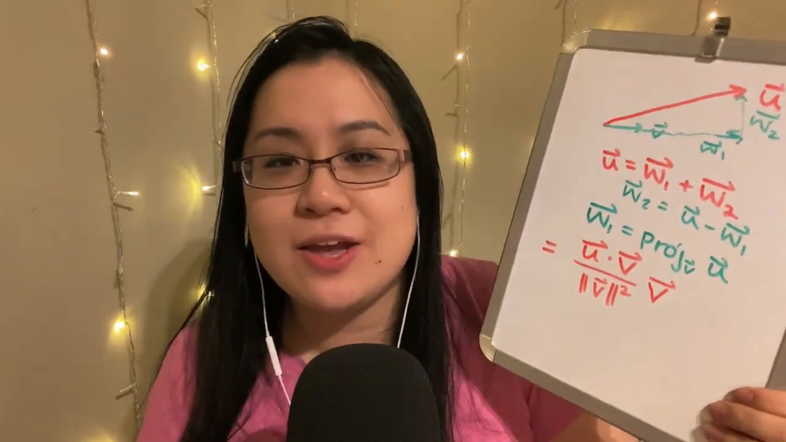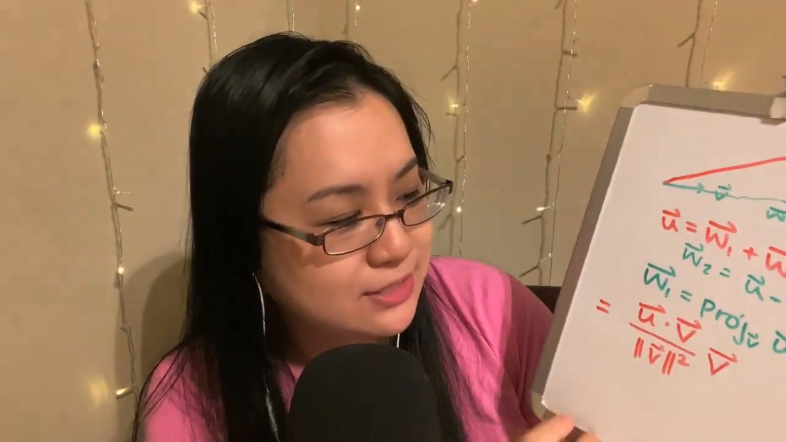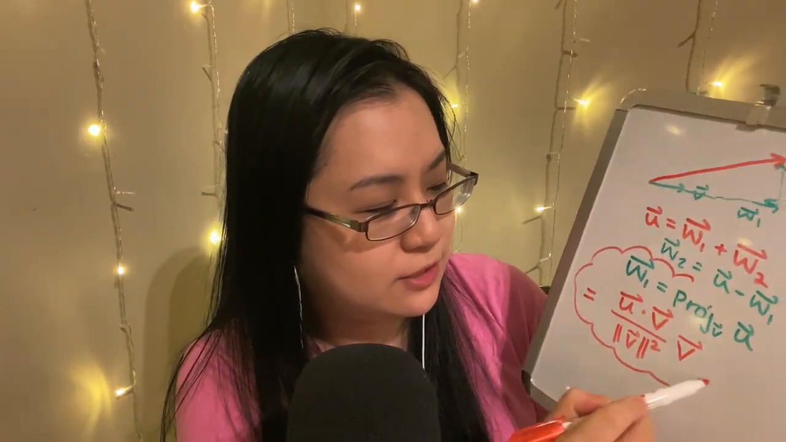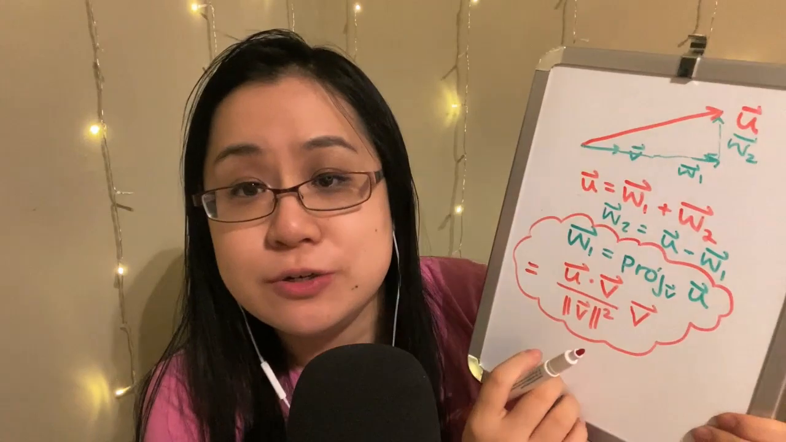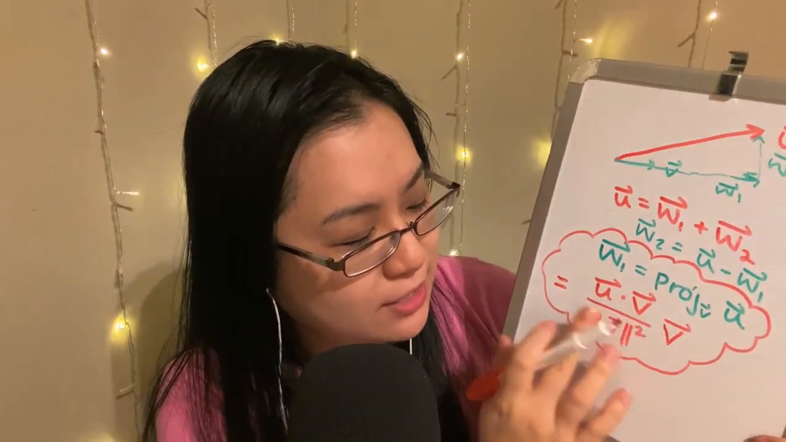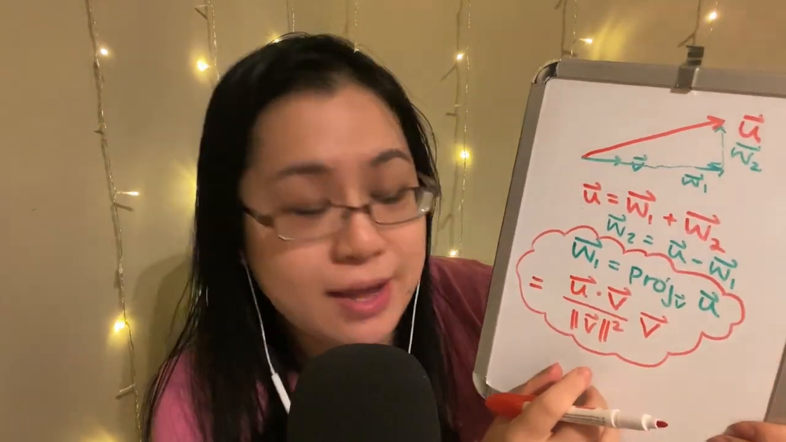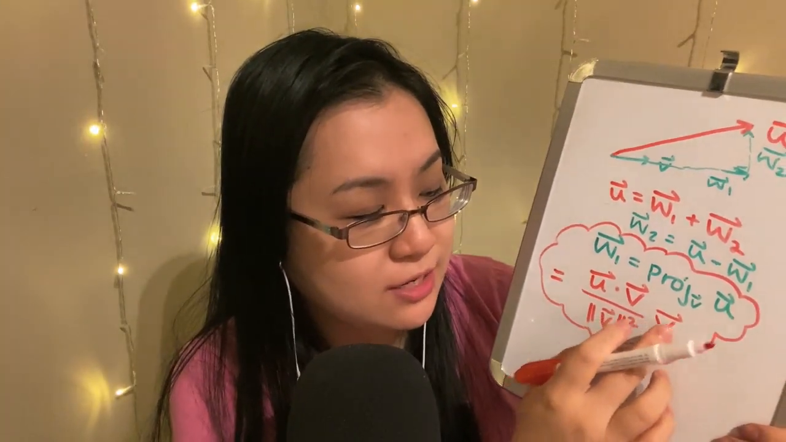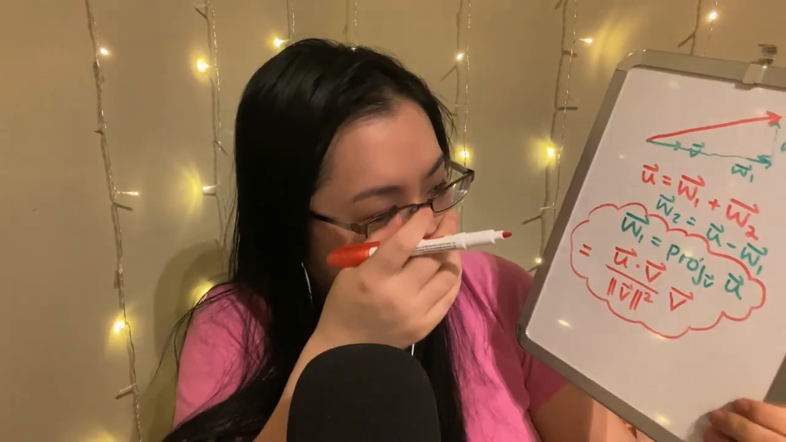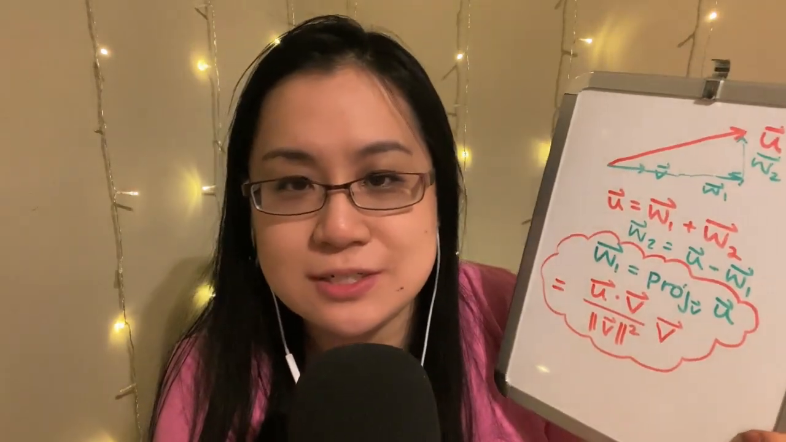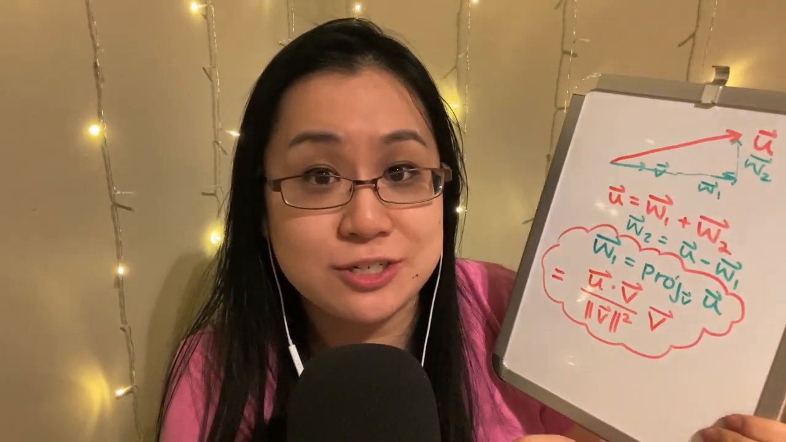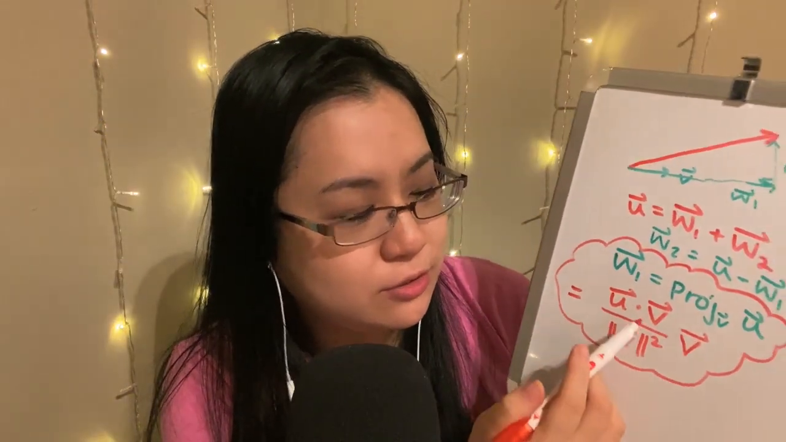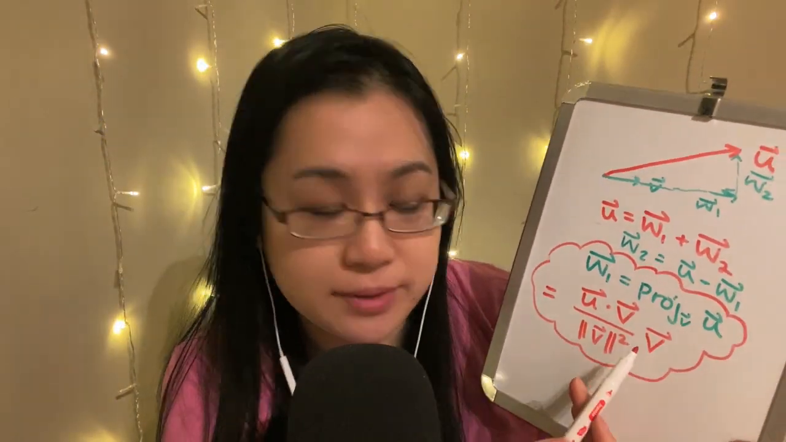Okay? Okay, so let's break this down. This is my projection of U onto V. It's U dot V divided by the magnitude of V squared, all times the vector V. So first of all, W1 should be a vector. The projection should be a vector. So how is this a vector? Well, U dot V, we said, is a number.